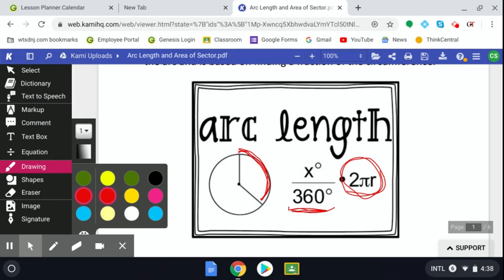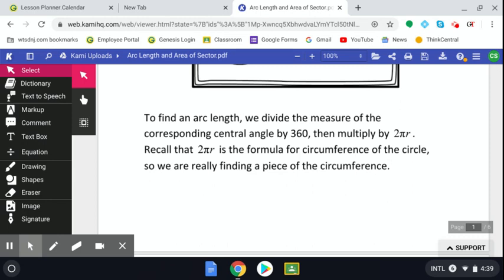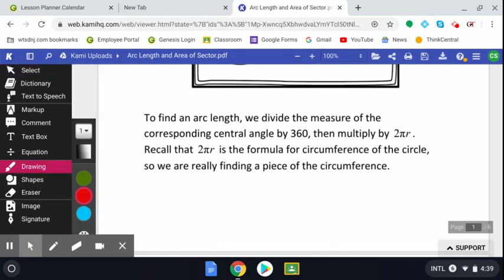So the formula for arc length is the arc measured in degrees out of 360 times the circumference, which is 2 pi r. You could also use pi times the diameter. So it says to find an arc length, we divide the measure of the corresponding central angle by 360, and then we multiply by 2 pi r. Recall that 2 pi r is the formula for circumference of the circle, so we're only finding a piece of the circumference. So let's take a look at some examples.